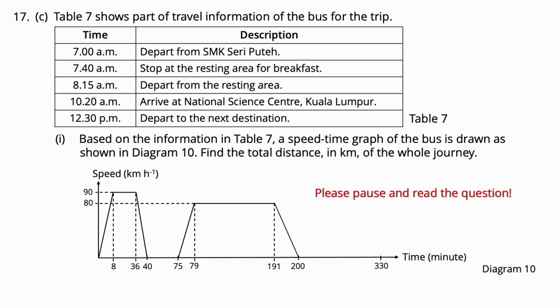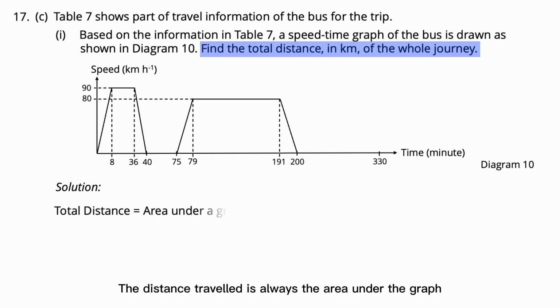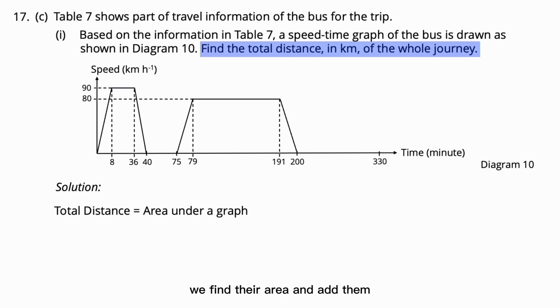Question 1. Based on the information in Table 7, a speed time graph of the bus is drawn as shown in Diagram 10. Find the total distance in kilometers of the whole journey. In a speed time graph, the distance traveled is always the area under the graph. To find the total distance, we find their areas and add them.